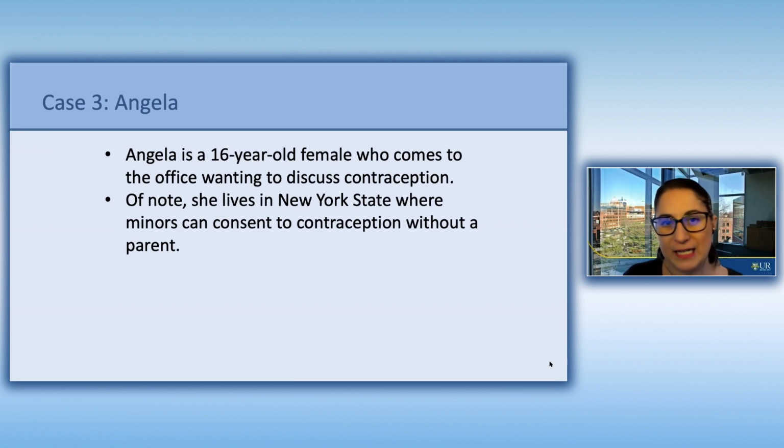So let's talk about Angela. She's a 16-year-old female who comes to the office wanting to discuss contraception. Of note, she lives in New York, where minors can consent to contraception without a parent.